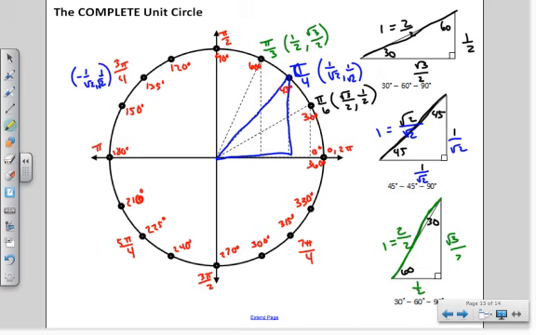Let's go down to quadrant 3. At 5 pi over 4, we have the same x and y, but both are negative. So it's negative 1 over square root of 2, negative 1 over square root of 2. And in quadrant 4, x is positive in this quadrant, 1 over square root of 2, and y is negative 1 over square root of 2.